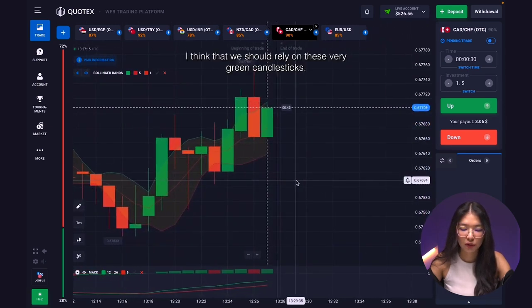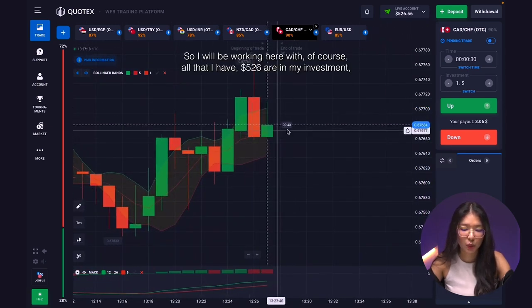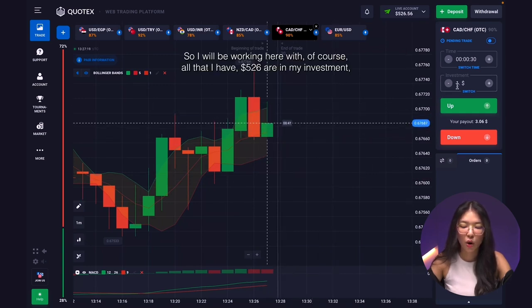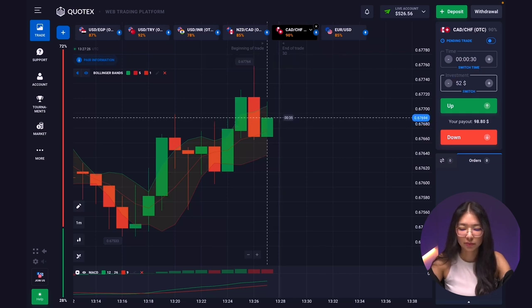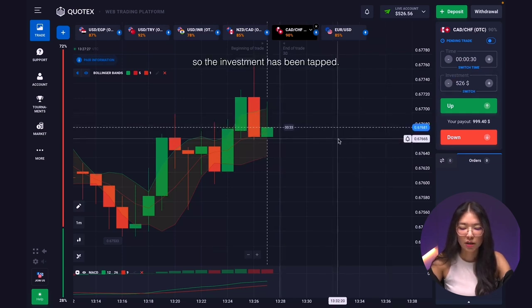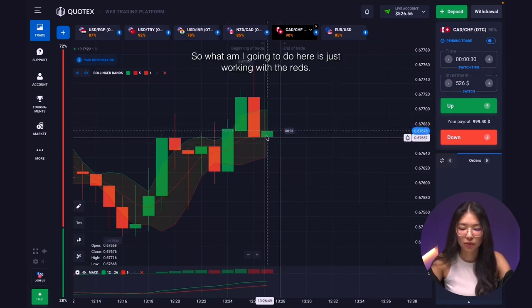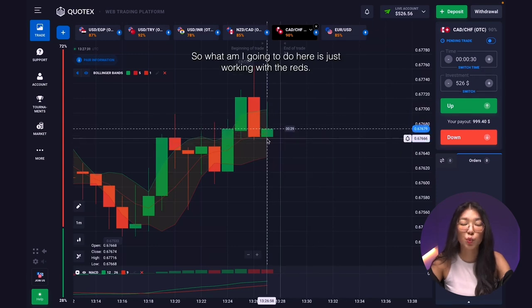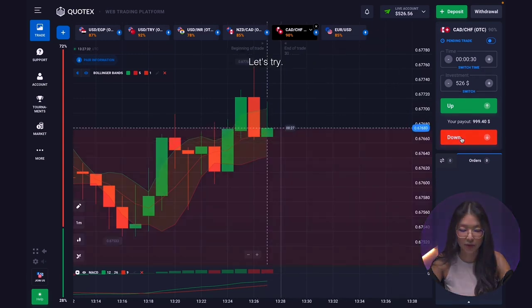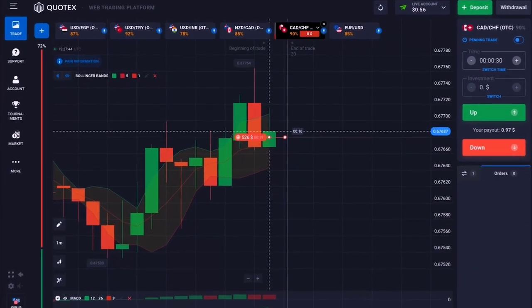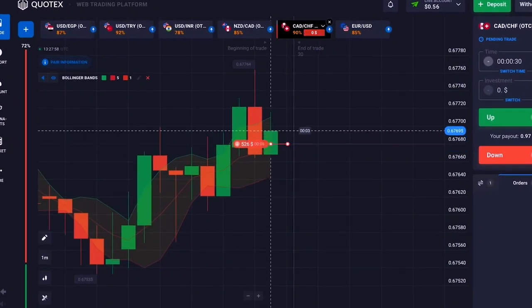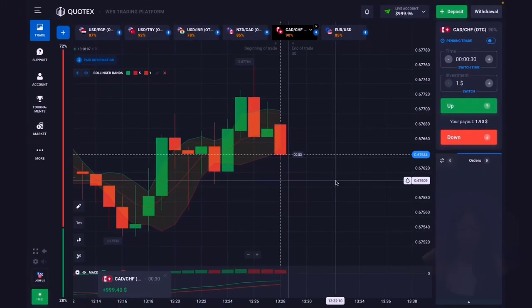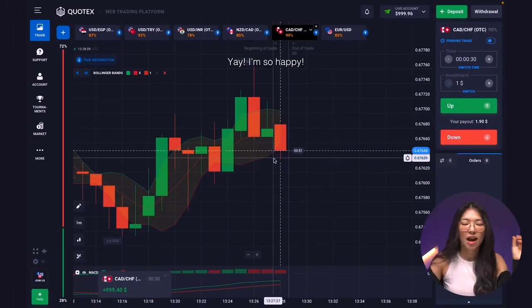What are those guys showing us? I think that we should rely on this very green candlestick, so we'll be working here with, of course, all that I have. $526 on my investment. So the investment has been tapped, so what I'm going to do here is just working with the reds, and let's try. Awesome. I'm really happy, guys.